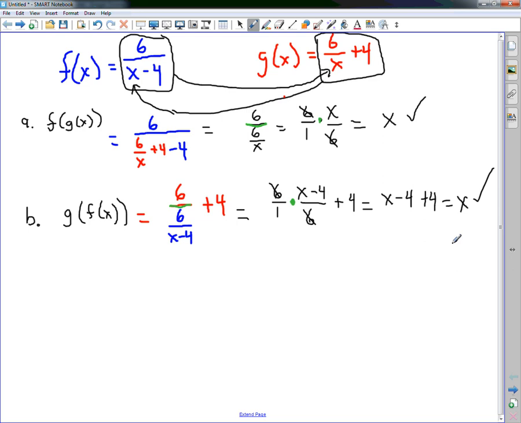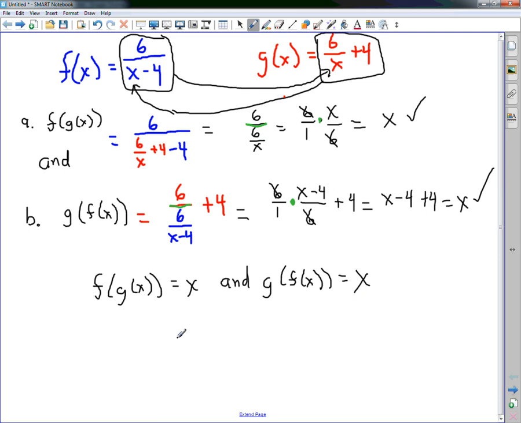So we're hoping that f of g of x reduces to x, and f of g of x reduces to x. And this is an "and" statement. Both of these have to be true: g of f of x and f of g of x equal x. Then we can say that these two are inverses of each other. So we've proven that, yes, they are inverses. So if f of g of x equals x, and g of f of x equals x, then yes, they are inverses of each other.